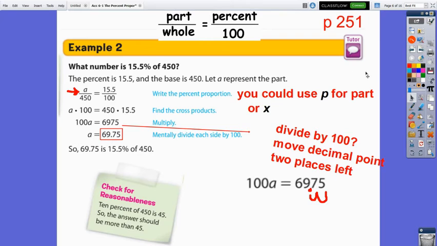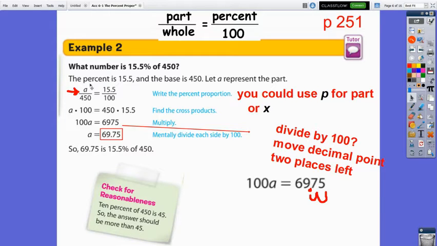The next type of problem: what number is 15.5% of 450? Because they give you the percent and the number after of, which is the whole, it is looking for the part. Now the book says let A represent the part. I typically will use P for part or X. You could obviously use any letter that you want.